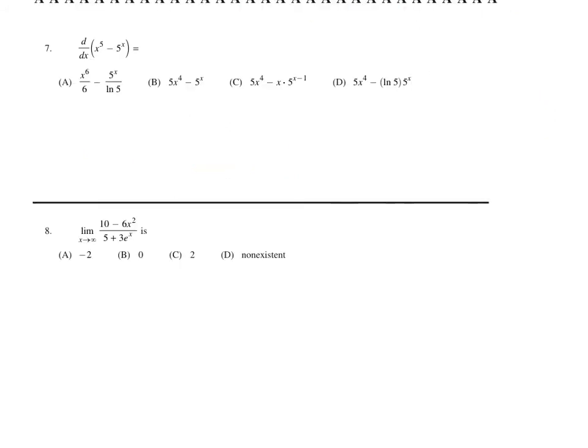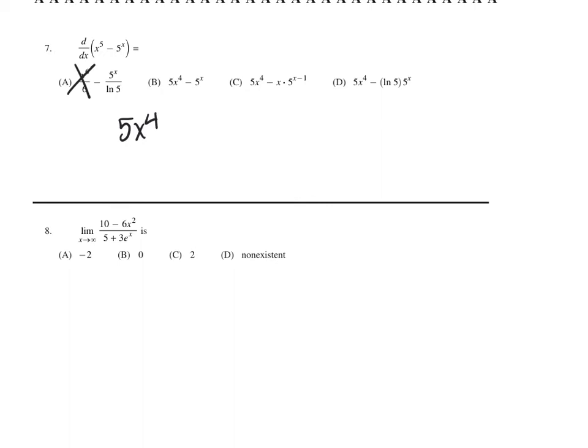All right, on number 7, they're asking us to take the derivative. The derivative of x to the 5th is 5x to the 4th. So right off the bat, I can take off A because they did the antiderivative or the integral. Now, you are going to want a little reminder of how to take the derivative of negative 5 to the x.